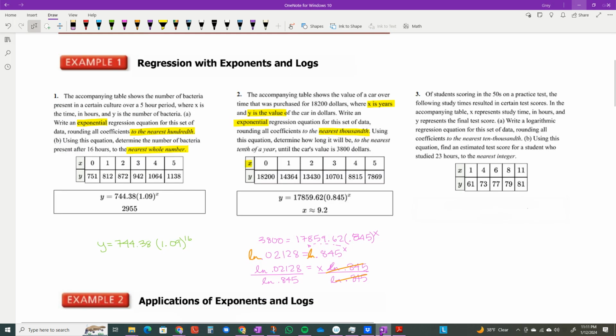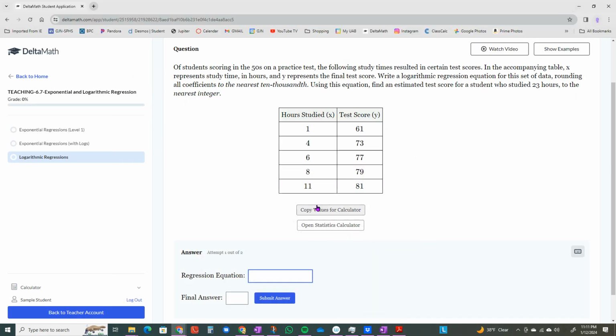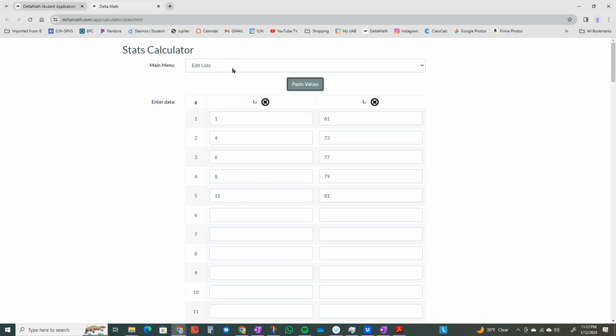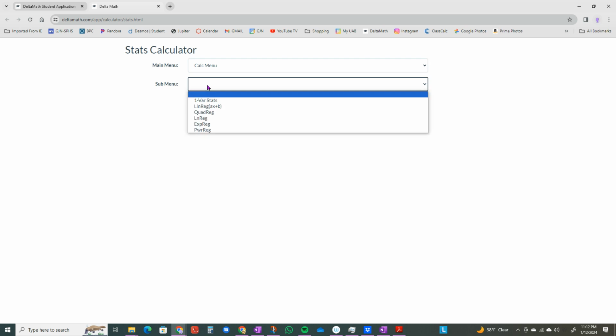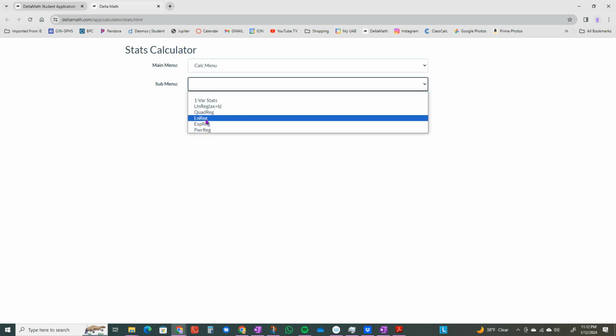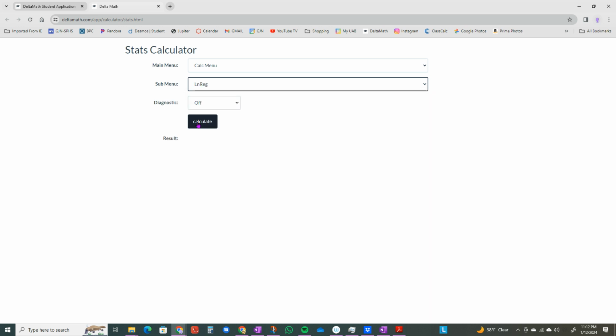Now I know why I was using this one, because then I can say and highlight the important information. Always good to know X represents study time in hours. Y is your test score. Logarithmic regression to the nearest 10,000th. So now, when I go back to this, I'm going to copy, open, paste, calc menu. But this time we're not exponential, we're logarithmic. And notice that it is ln for the natural log, so that's what we're going to be using.